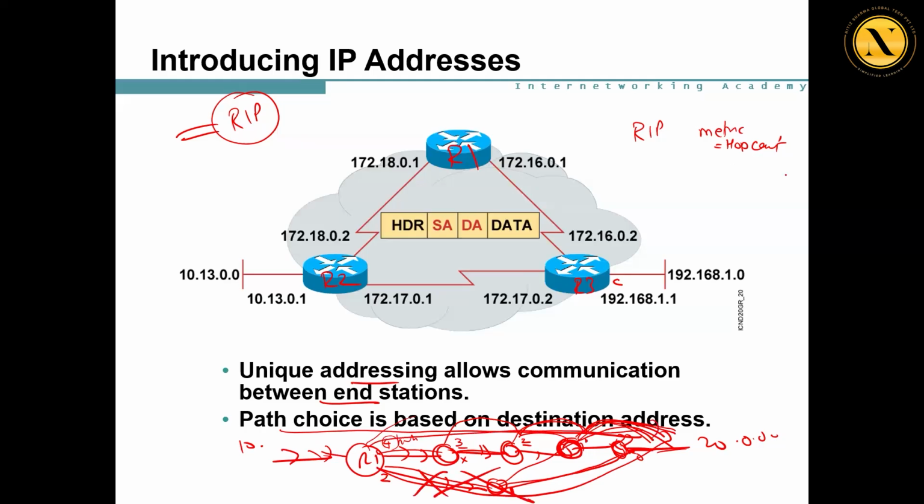So RIP, what is the metric of RIP? That means on what basis does it decide which path to take? It is hop count. Of course, this is not in your course, don't worry. But we are not getting into details.